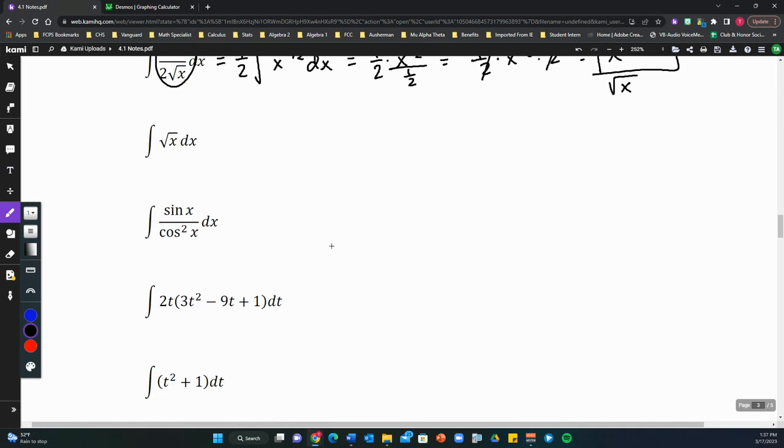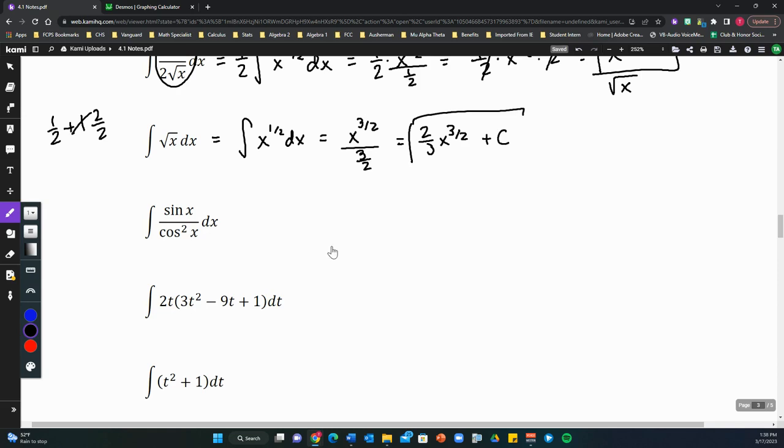So speaking of which, square root of x is now what I'm going to start with. So again, radicals we like to rewrite as fractional exponents, so we can use our power rule. So x to the 1/2, if I add 1, will become x to the 3/2. Again, 1/2 plus 1 is like 2/2, so we get 3/2. But we're dividing by that new power, which is always going to result in us multiplying by the reciprocal. So we get 2/3 x to the 3/2 plus c.